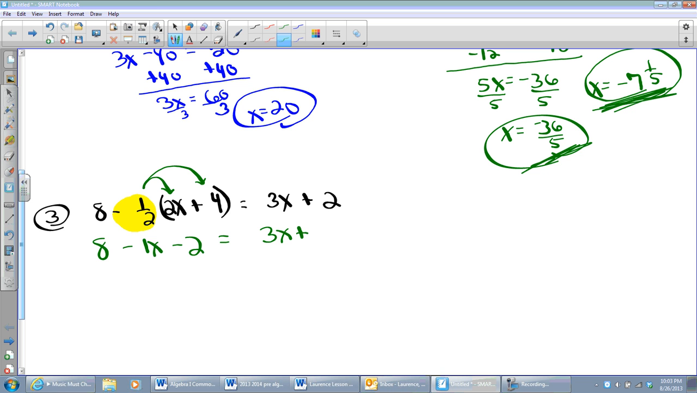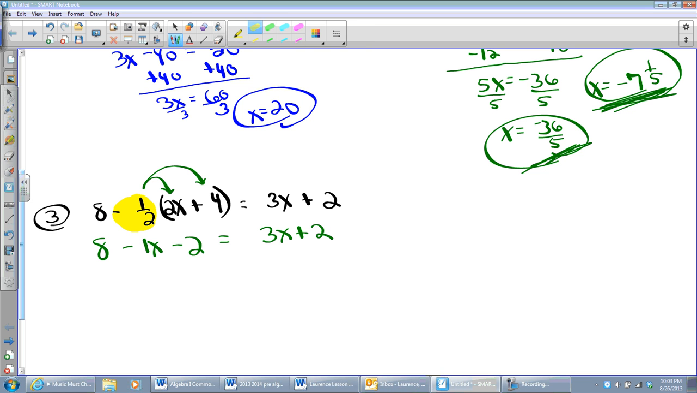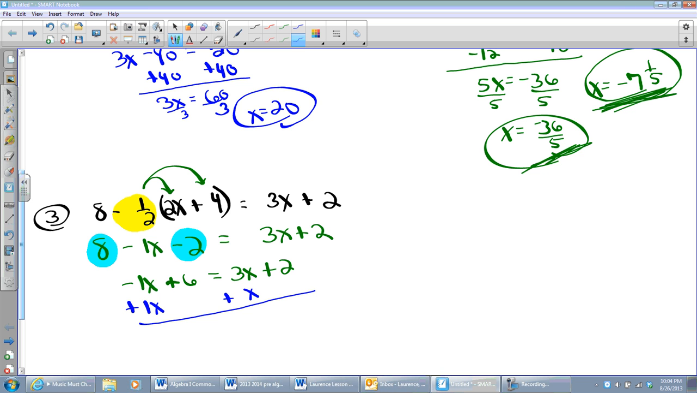Nothing to do on the right-hand side yet. Looking at the left-hand side, I see some like terms. Do you see them? Well, you've got this 8 here and this negative 2. So I'm going to combine my like terms, and I will get negative 1x plus 6, and that's going to equal 3x plus 2. And then I will add x to both sides. And that will result in 6 equaling 4x plus 2.